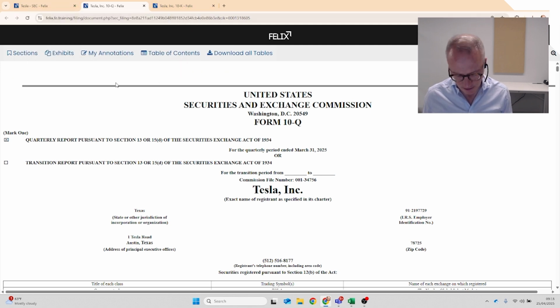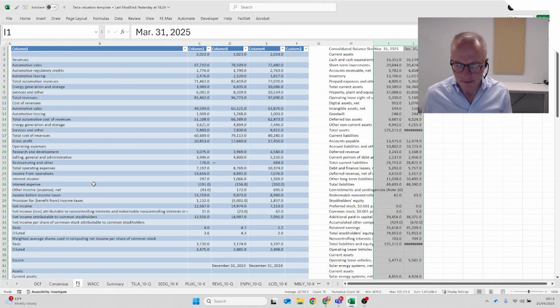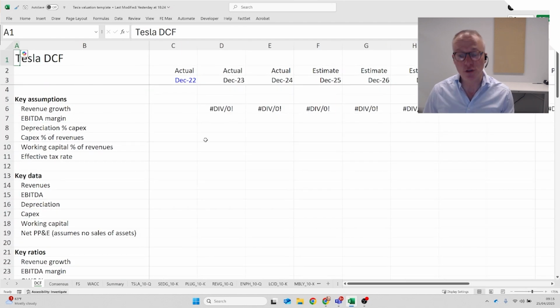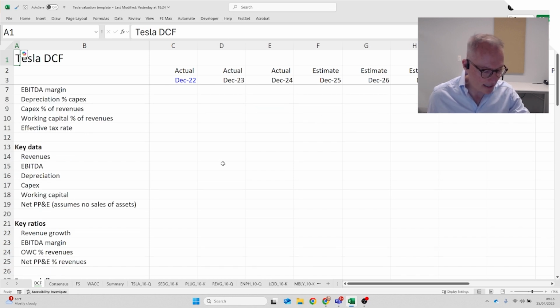Because I'm forecasting on a yearly basis, I'm going to do the DCF on a yearly basis. So let me go to my DCF tab. We will give you a copy of this first. I'm now going to come down and we're going to start the DCF. What I'm going to do is pull in the key numbers here. If I go to the key data, I'm going to pull in these numbers from the other sheet.